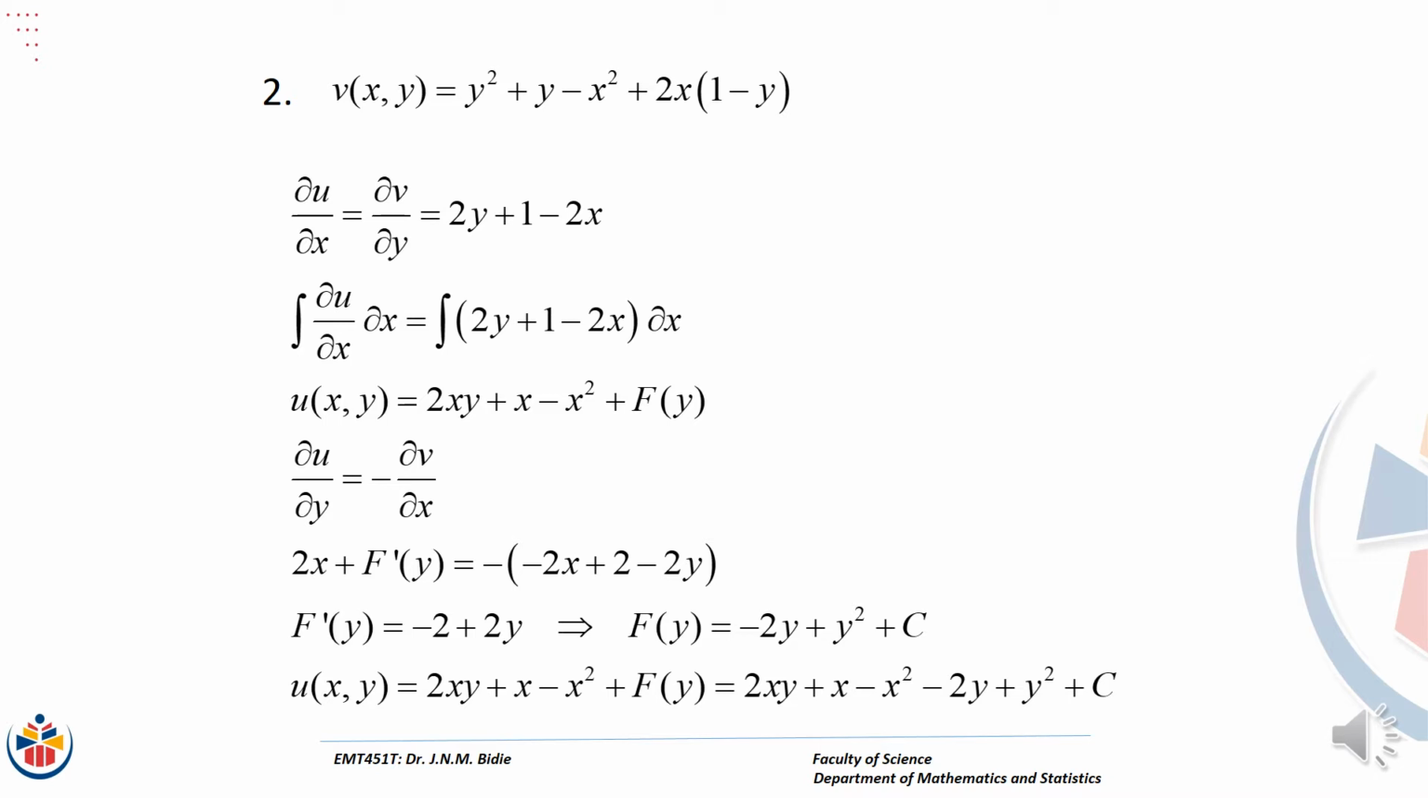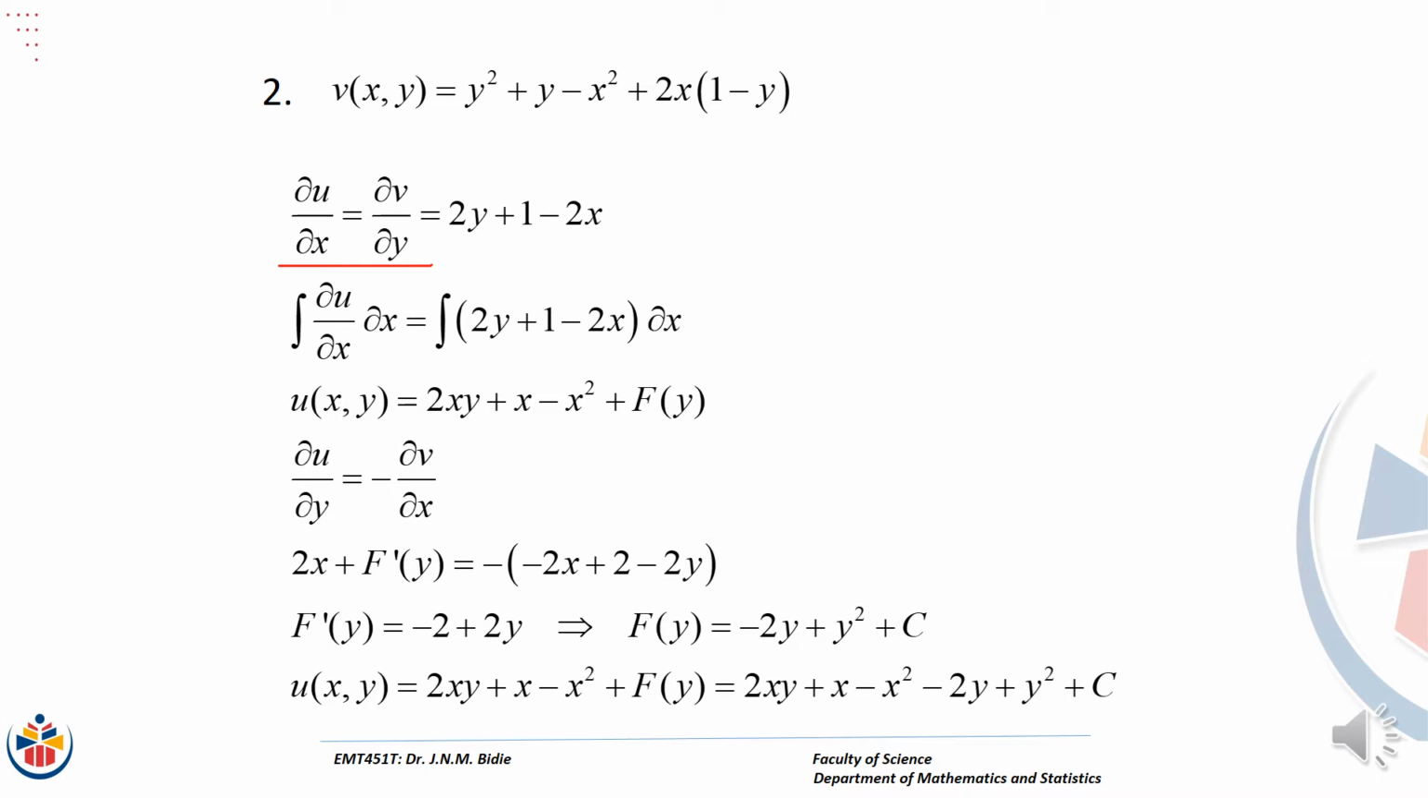Now in this exercise we've been given v. Remember in number 1 we're given u, now we're given v. Now let's see how we're going to move forward. Remember again, we are looking for the harmonic conjugate function of v, which is u. So we use the Cauchy-Riemann equations for us to achieve that.